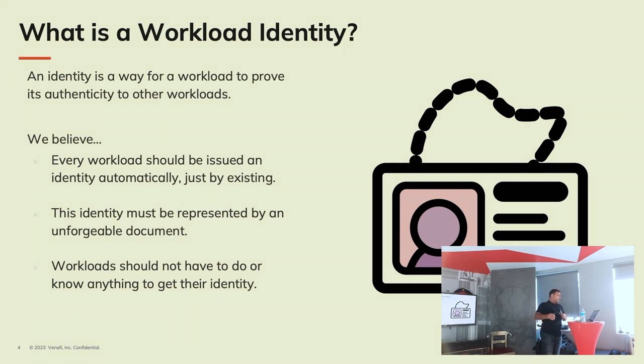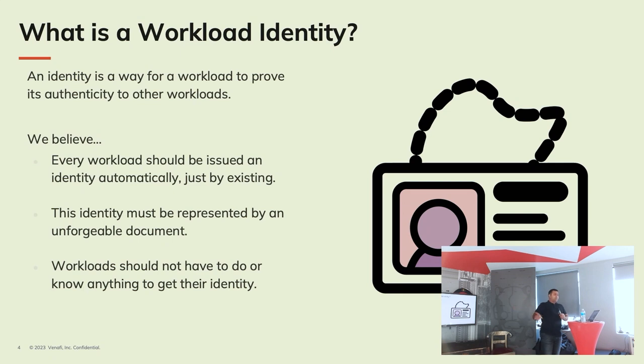The very first one is that every workload should be issued an identity automatically as it comes online, just by existing. Why? Because if you also need a secret or a key or a certificate to identify yourself, then it becomes a question of where I keep the key, the secret, the credential. And there is a famous problem called the bottom turtle problem, right? Basically, how many layers are we going to go through to try and solve the problem of a workload identity or an object identity, correct?